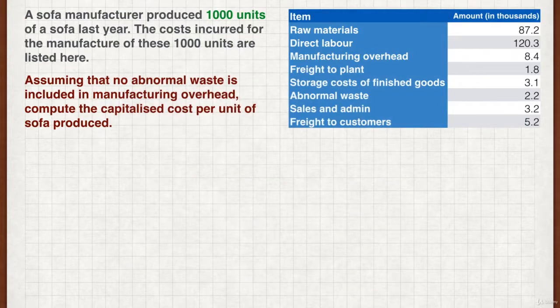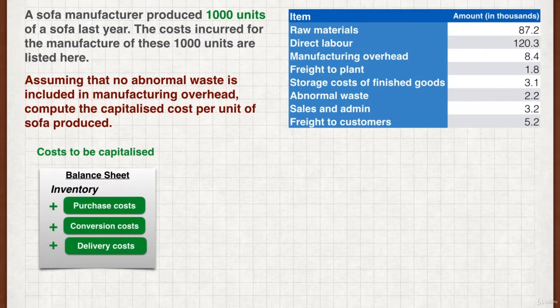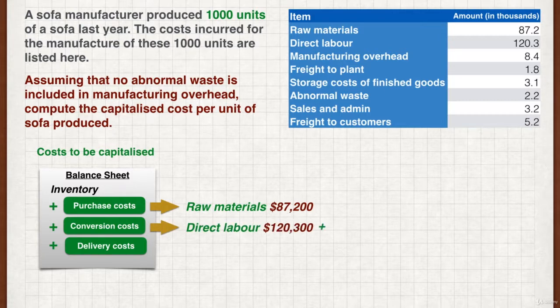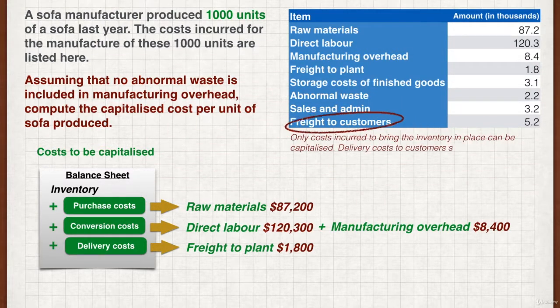And we're back. Under IFRS and US GAAP, the costs that can be capitalized are the purchase costs, conversion costs, and delivery costs. The purchase of raw materials to manufacture the goods should be capitalized under purchase costs. Direct labor and manufacturing overhead are considered conversion costs, the costs incurred to convert the raw material into finished goods. Freight to plant should be considered under delivery or other costs. Note that only costs incurred to bring the inventory in place can be capitalized.